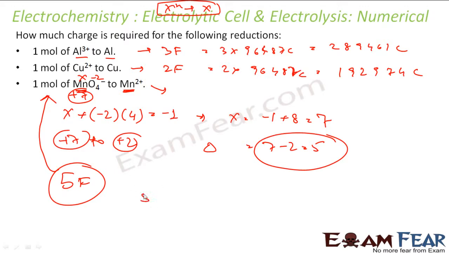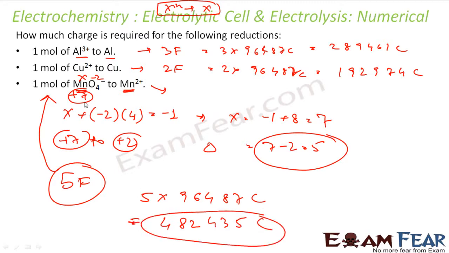That is nothing but 5 into 96487 coulomb. Solve this, you get 482435 coulomb. This much charge is required to reduce 1 mole of MnO4- to Mn2+.